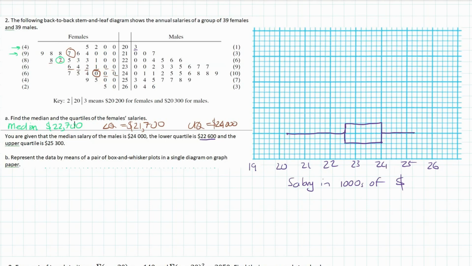Okay, and we'll go up to 25,300 as our upper value, so that would be there. So that's the male salary information. Oh no, sorry, that's my upper quartile. I shouldn't have a line there. That comes with being distracted. It should be 25,300, so it should be about there. Okay, a line there. Now we join that box up there.